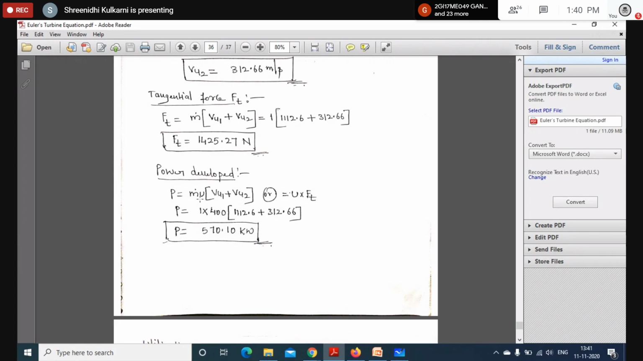And here they have not given the flow rate, so we are going to assume it is 1 kg per second. So we'll get P equal to 570.1 kilowatts.